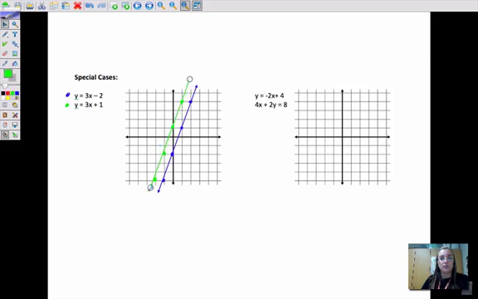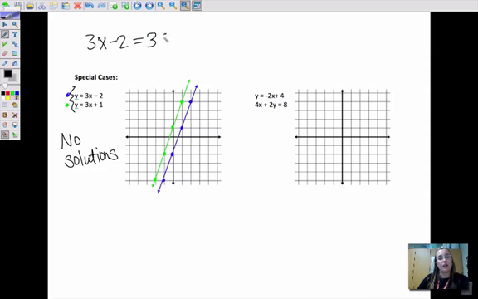And this goes back to when we were solving equations. When we had equations like this, we said that it was possible for there to be no solutions. That would be like if 3x minus 2 equals 3x plus 1. If I subtract the 3x, I get negative 2 equals 1, which is not true, which is why there's no solutions. So these two will never be equal because they have the same slope but different y-intercepts, so they have no solutions.